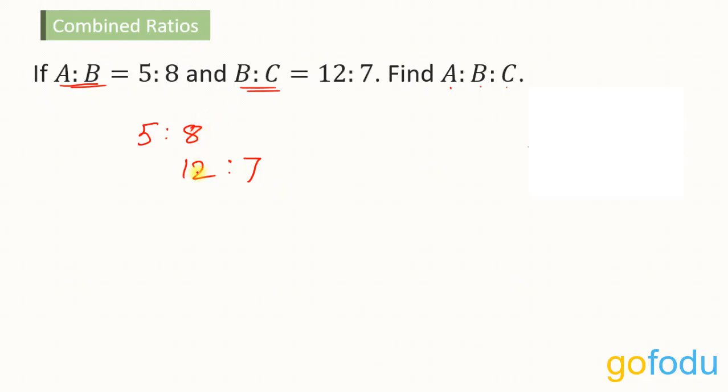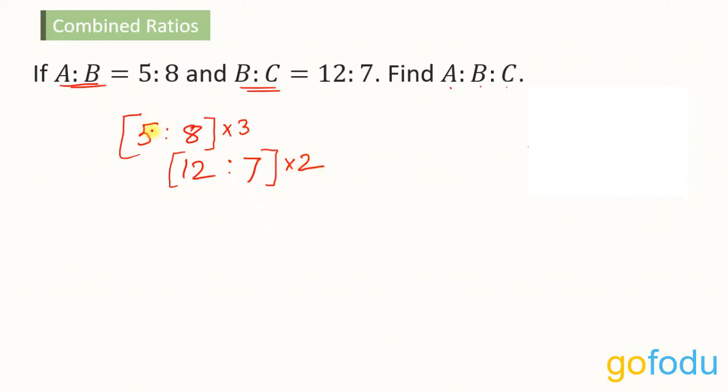So LCM of 8 and 12 is 24. We will make B part 24 in both the ratios. So to make this 8 as 24, I'll have to multiply it by 3. So I'll multiply this whole ratio by 3. To make this 12 as 24, I'll have to multiply this whole ratio by 2.